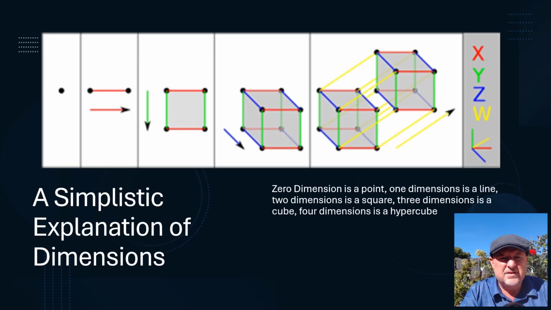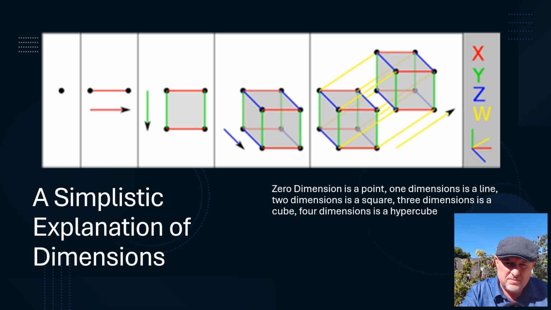Now, allow me to explain dimensions. Zero dimension is a point or a singularity, meaning it is no space. Nothing, just a point or a location within space. It's a coordinate system, but it's not considered dimensions because it has no length, width, or depth. It is just a point.